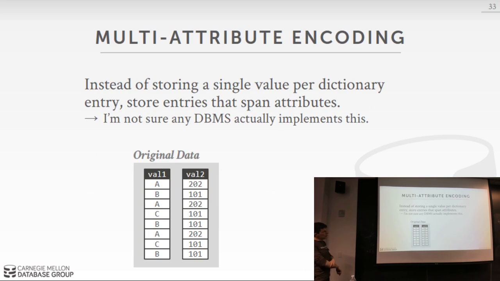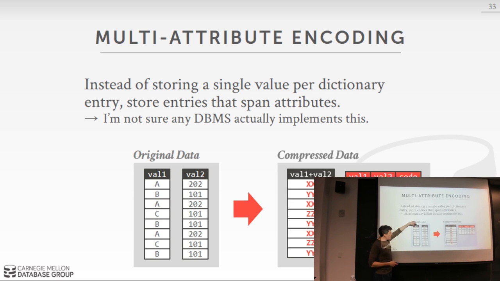There's another technique to do multi-attribute encoding. I don't think anybody actually implements this, but it does show up in the literature. The basic idea here is that instead of having a one-to-one mapping, like a dictionary per column, you actually combine multiple columns together and use a single dictionary. So in this case here, say the same pair of values between value one and value two appears multiple times. Instead of compressing each of these individually, I can now, with a single dictionary code, have it represent the two columns together. So the example I said before was zip code and city. There's always a one-to-one mapping between a city and a zip code, and so you could have that be stored in this multi-attribute compression scheme like this.